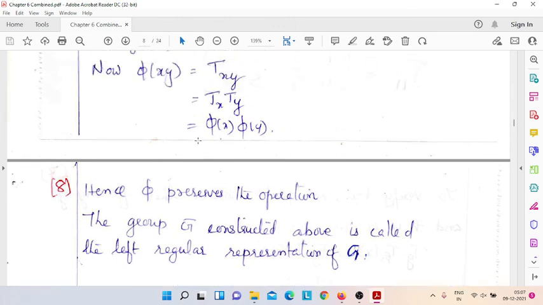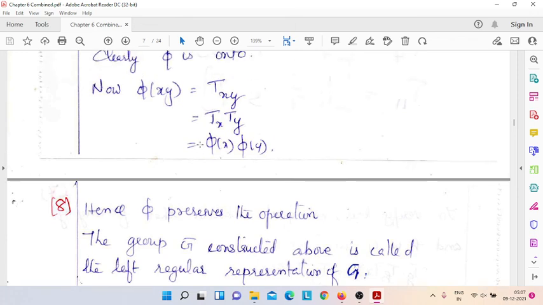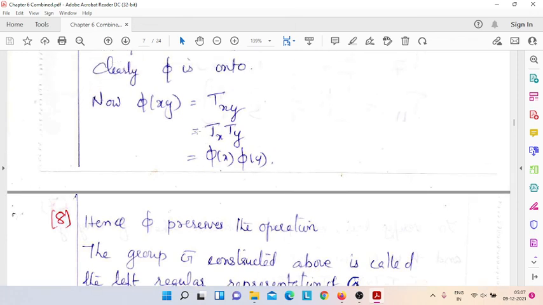Thus we have shown that phi is an isomorphism from G onto G bar. That's the end of the proof, the end of Cayley's theorem. Proof of Cayley's theorem. Thank you.